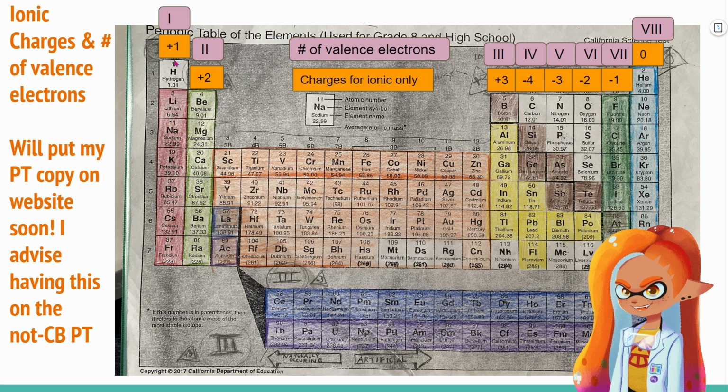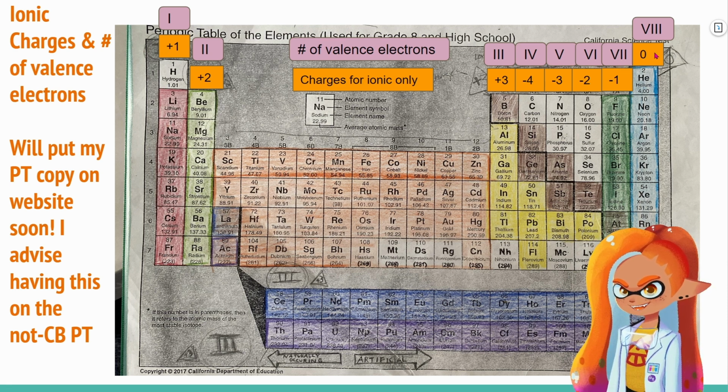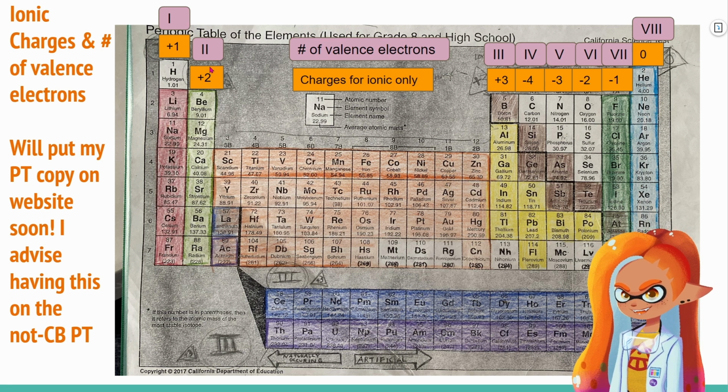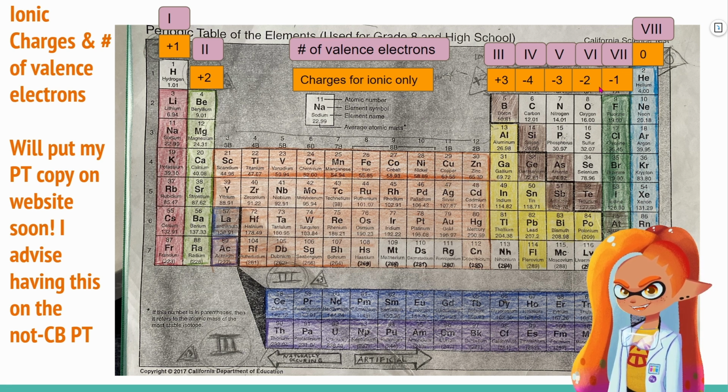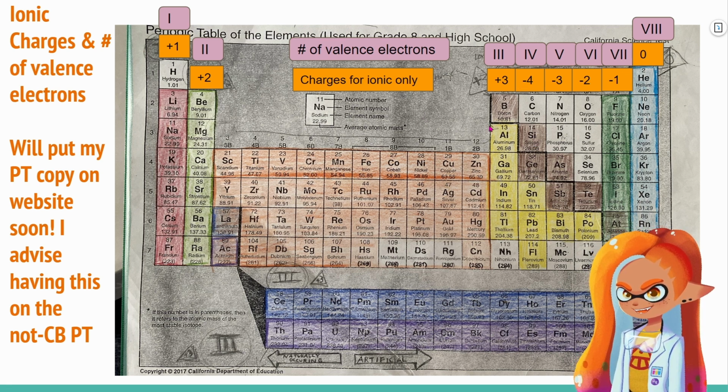Here in orange, we have ionic charges. So we have +1, +2, and so on. And it does a pattern because it goes 1, 2, 3, 4, 3, 2, 1, 0. It's just the charges change.